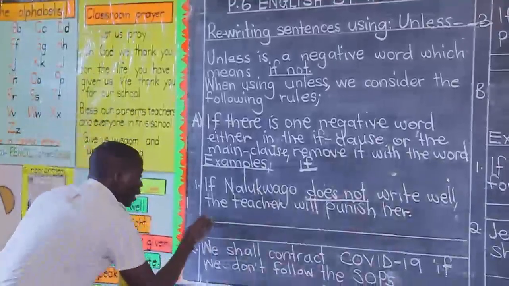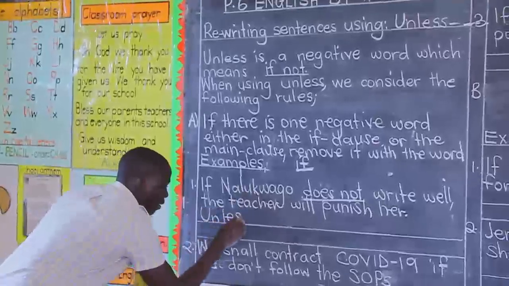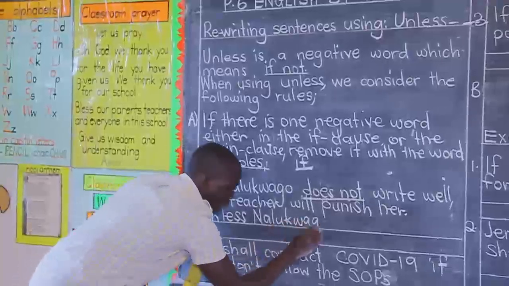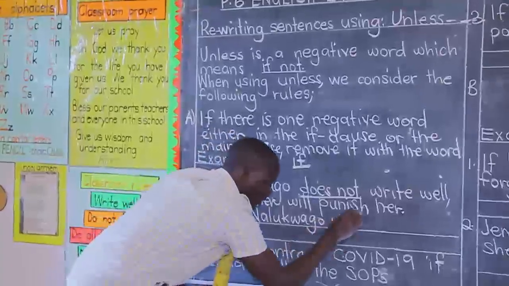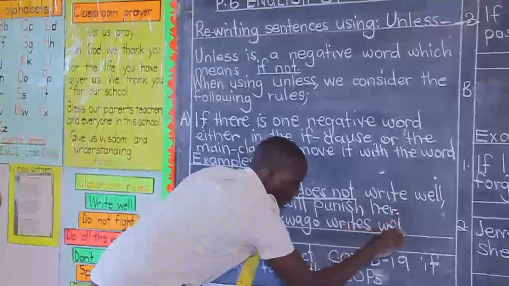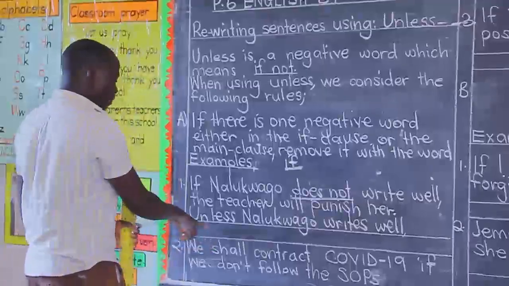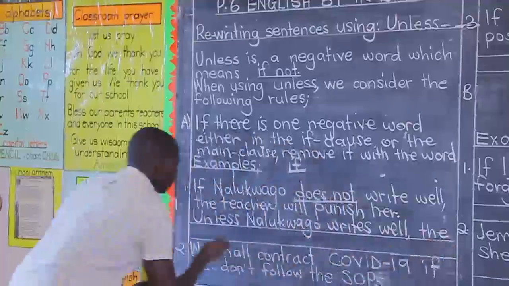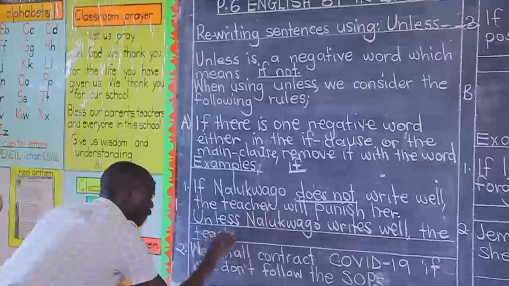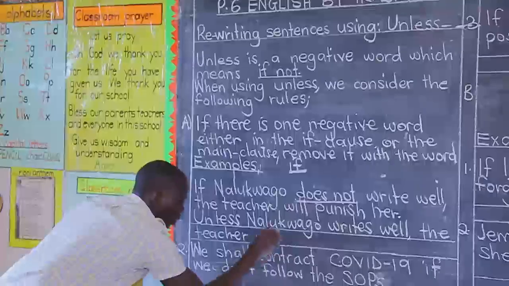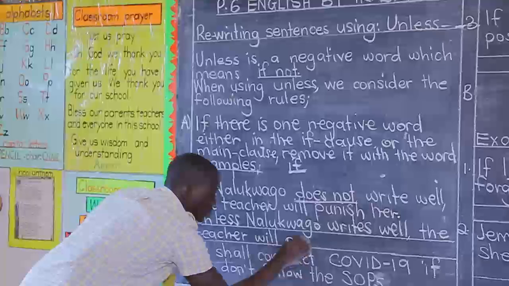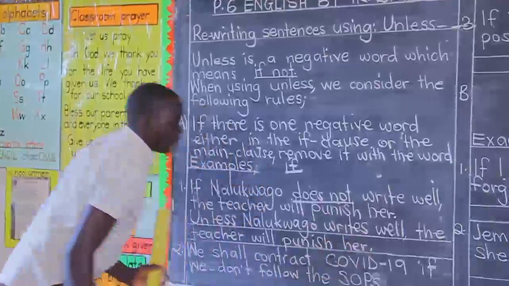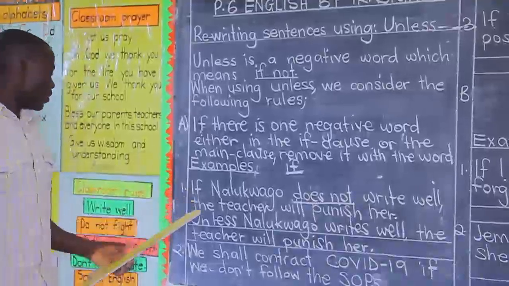Let me put it down for you here. Unless Nalokwago writes well, you put a comma since you are using it at the beginning. The teacher will punish her. Period.